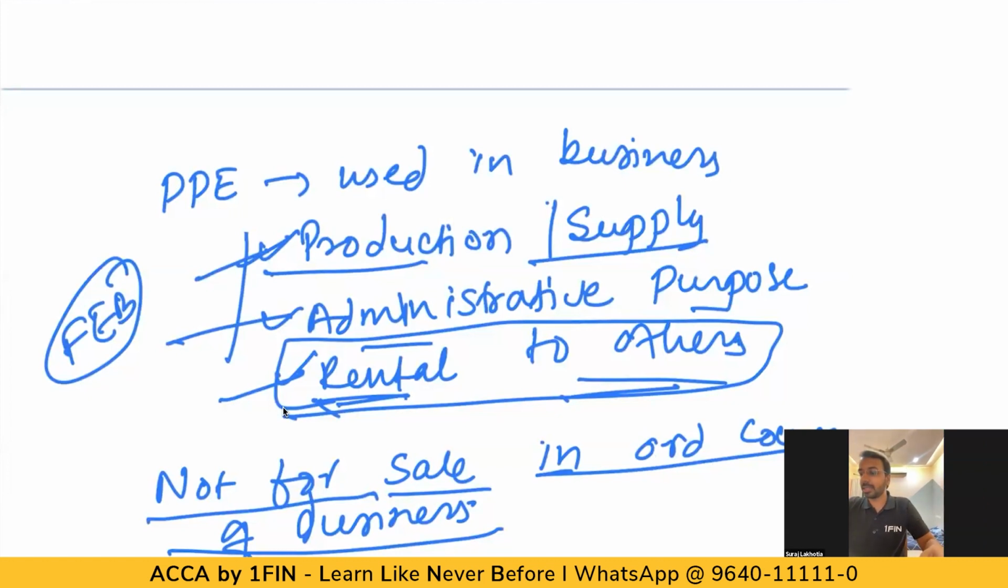What we need to understand is purpose. So the entire objective is, what is the purpose? If the purpose is administrative purpose, IAS 16. If the purpose is, okay, I want to earn rental income, then investment property.